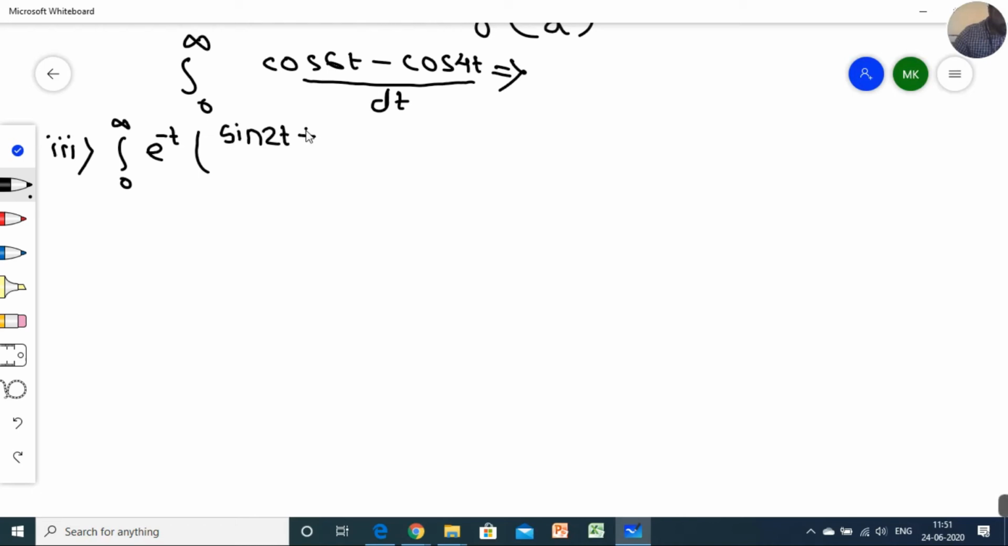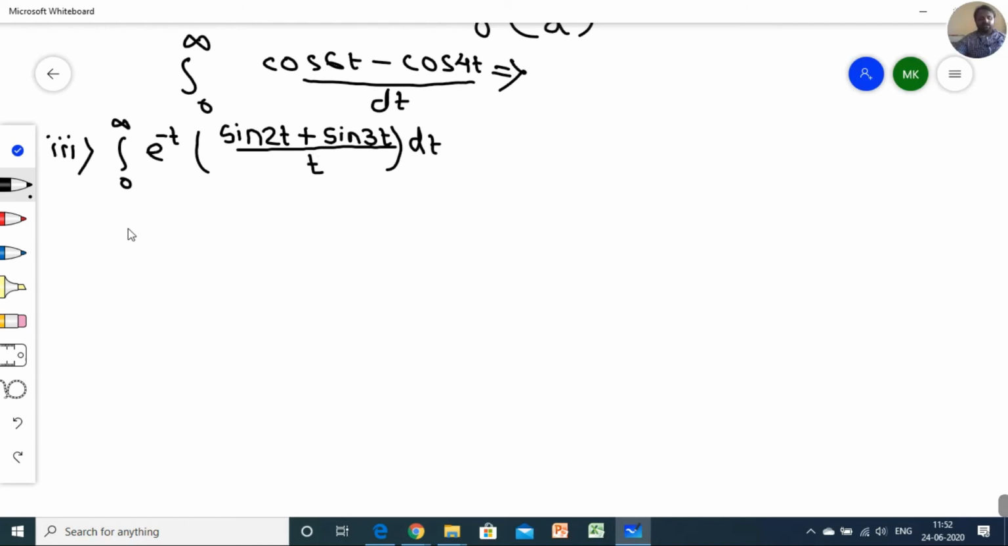All of you have a calculator with you, so please carry a calculator, because this question requires a calculator, so please use it. Plus sine 3t, because I don't have a calculator, into t into dt. So this is our question, sine 2t plus sine 3t.